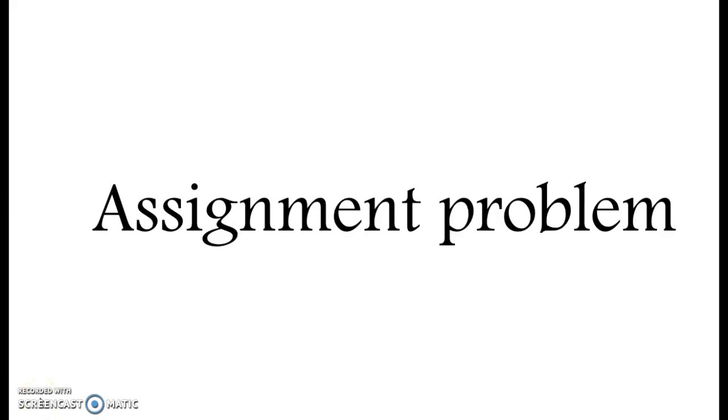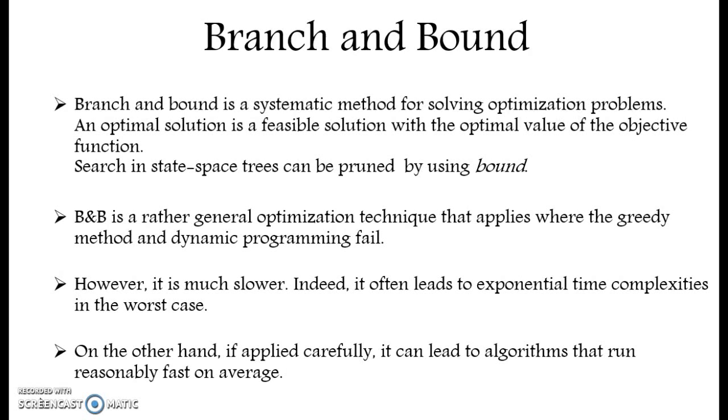Hello everyone. Today I am going to cover the assignment problem using branch and bound. First we will understand what the assignment problem is and what branch and bound is. In the assignment problem, n workers are to be assigned n tasks, with each worker having exactly one task to perform. Now let's see what branch and bound is.